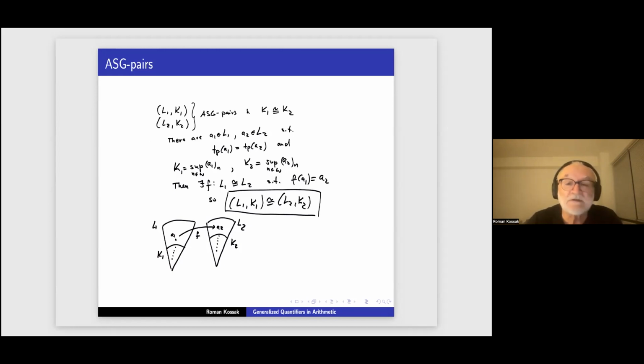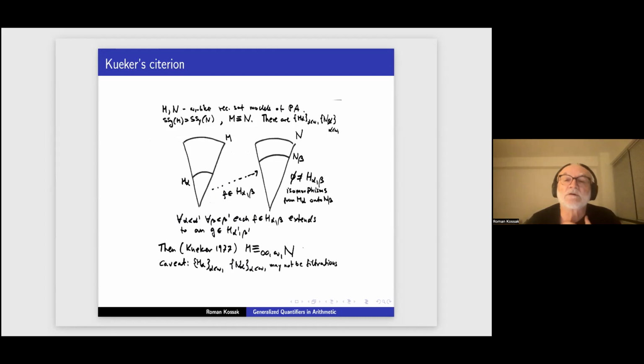So you don't get any diversity in those pairs. They're all isomorphic to one another. And so you can use them to do certain things. Suppose you have two omega-1 like models, M and N, and they can be written as unions, one of M alphas and the other of N betas, such that M alpha has an extension to an M alpha plus 1, and N beta has an extension to N beta plus 1, that are those ASG pairs.